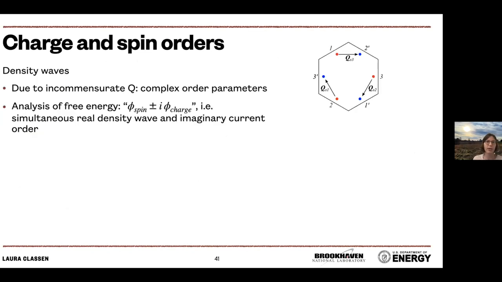Let's have a quick look at these two orders. First of all, the density waves are now complex order parameters because we have incommensurate wave vector transfers. And if we analyze the corresponding free energy, you find that both of them, spin and charge density wave, develop simultaneously, and there is a phase factor of pi half difference. So this means independent of the global phase, you'll always have a real density wave part and an imaginary loop current order.